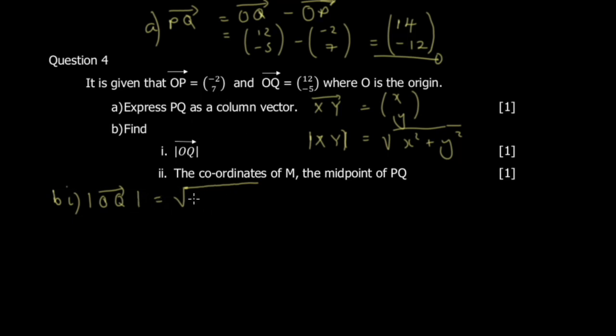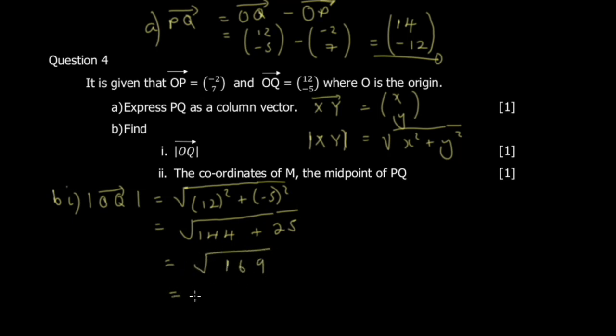So OQ for this one is the square root of 12 squared plus (-5) squared. If you had not used brackets here, maybe you would have made some mistake on this step, because this one is supposed to come out as positive. So here you get 144 plus here you get 25. Add the two, you get 169. The square root of 169 is equal to 13. If there are no units given, you just say 13 units, and that's it. So this part you're done.